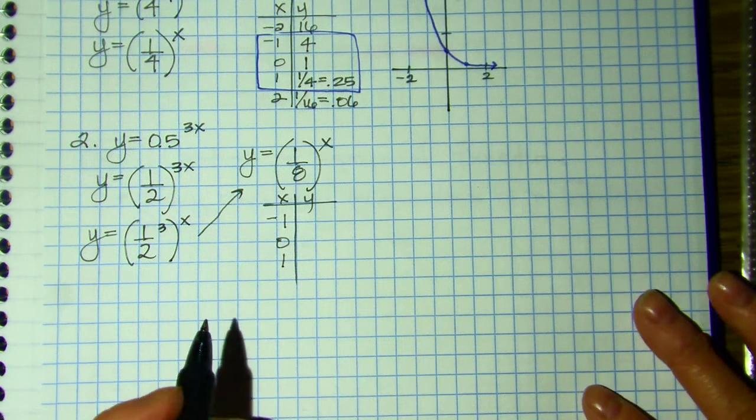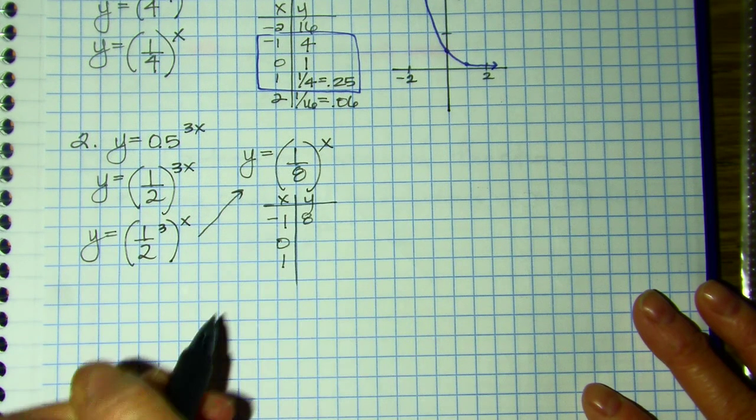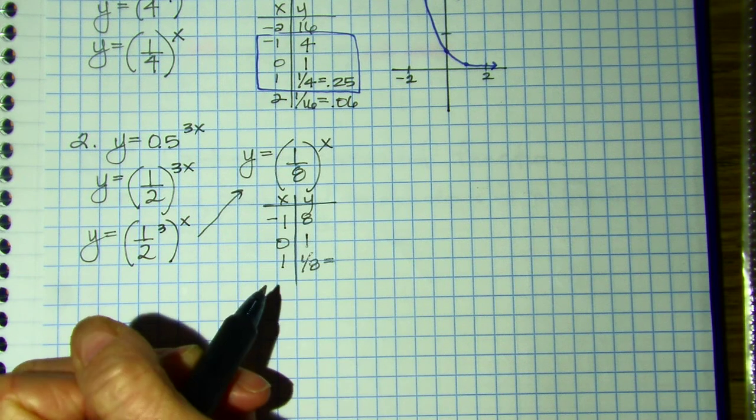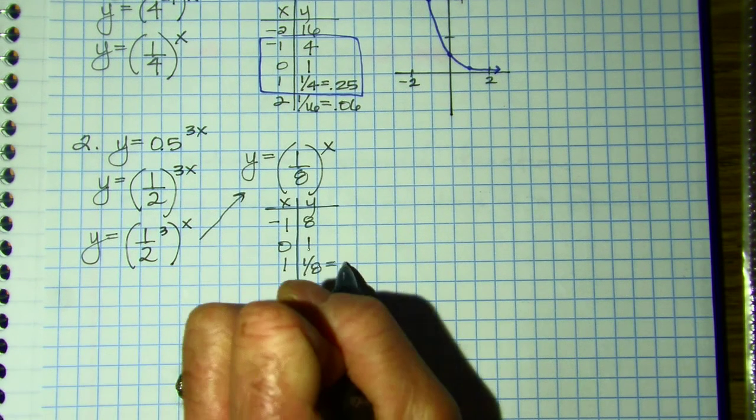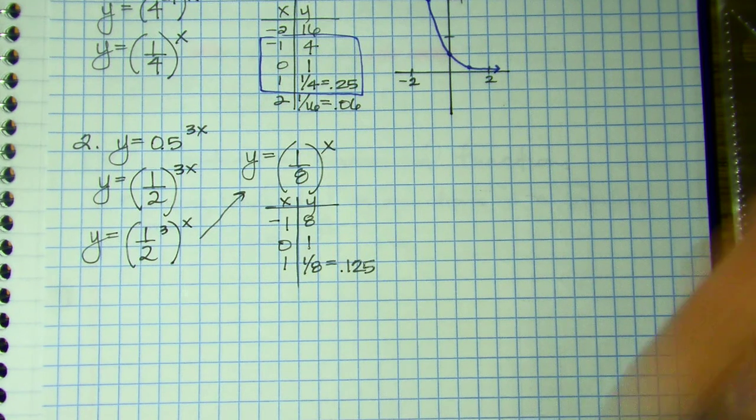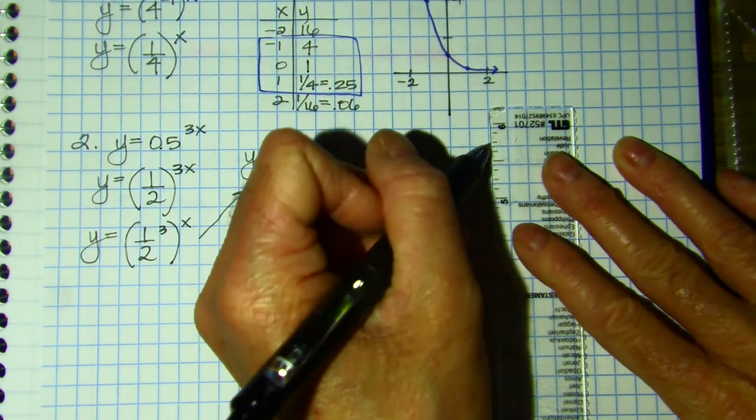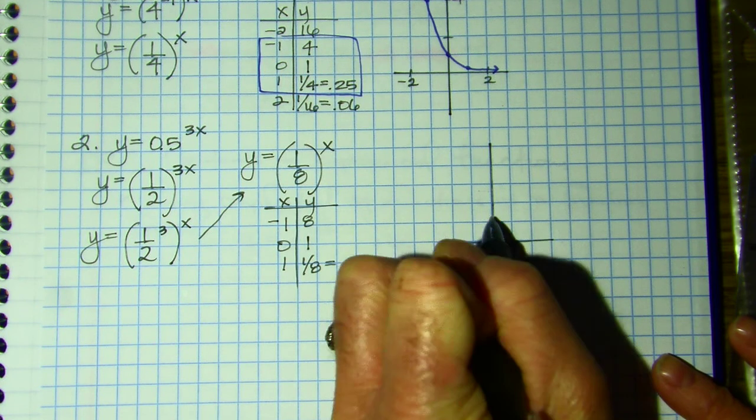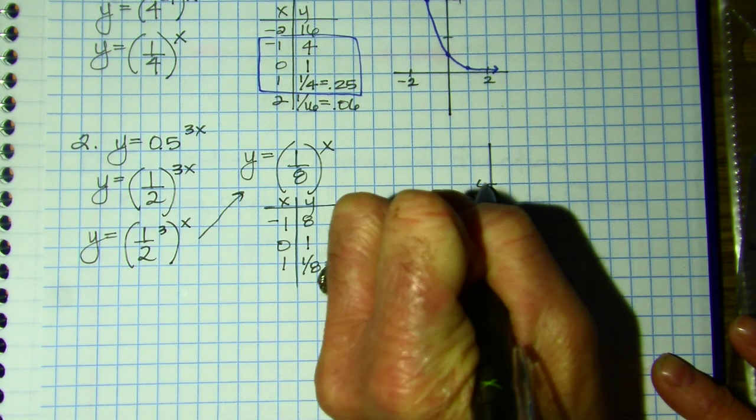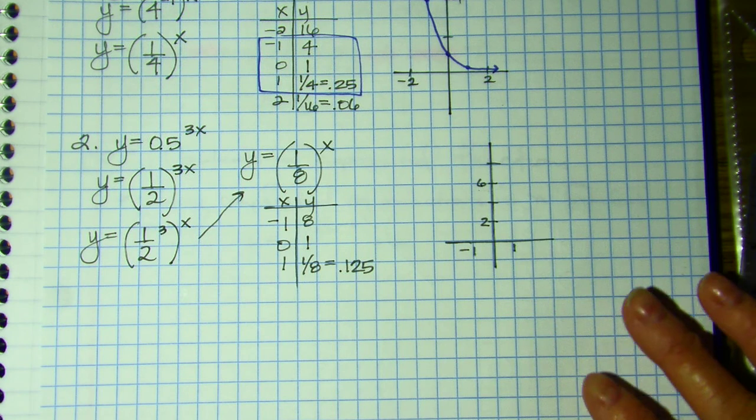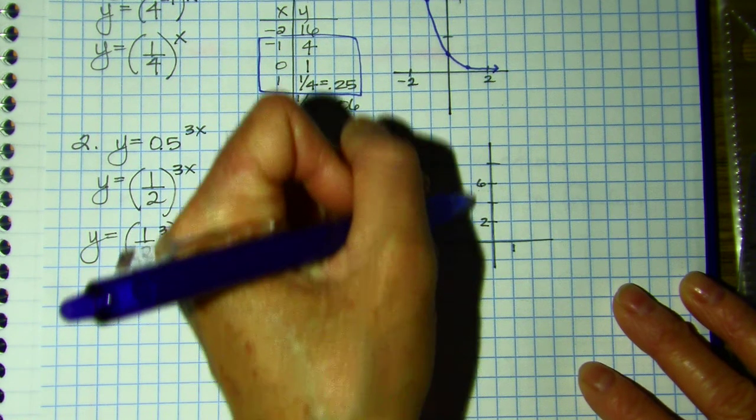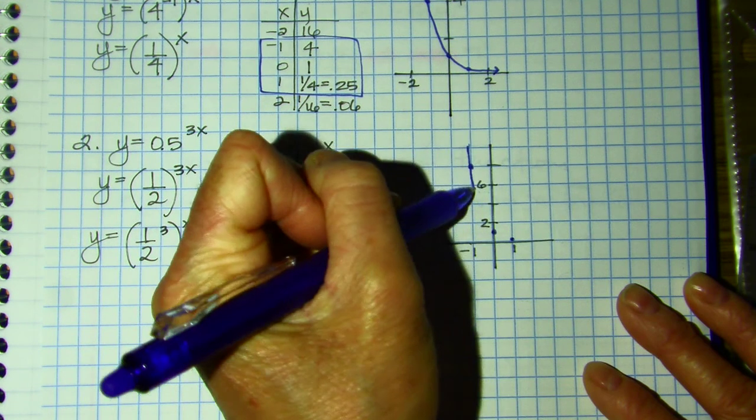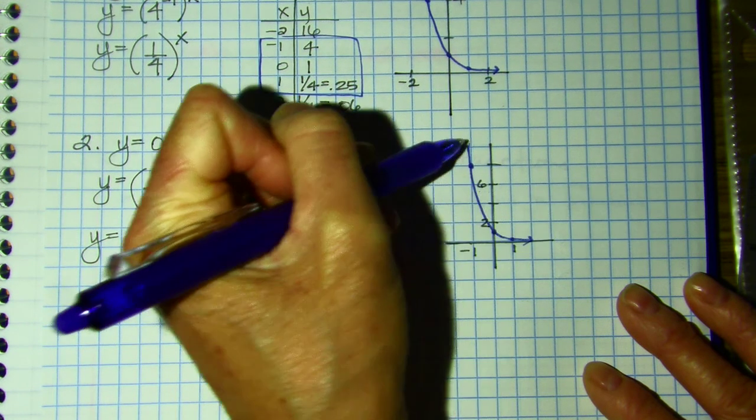So 1/8 to the negative first would give us 8. 1/8 to the 0th power gives us 1. 1/8 to the first power gives us 1/8, which equals, I think, 0.125. And so those are the only 3 points I'm going to graph, and I'm even going to change my scale, right? Because none of us like, here's 1, -1, here's 2, 4, 6, 8. And so when I graph this, I've got -1, 8, 0, 1, and then 0.125. It almost looks identical to the last one because I changed my scale.